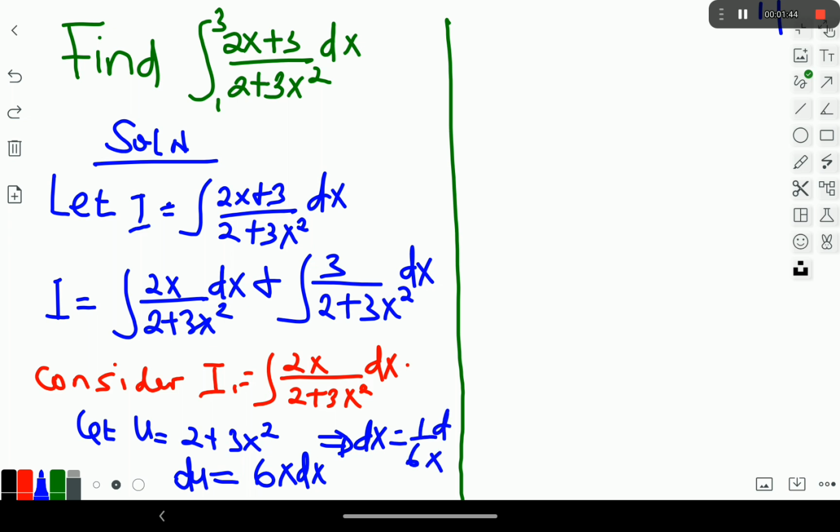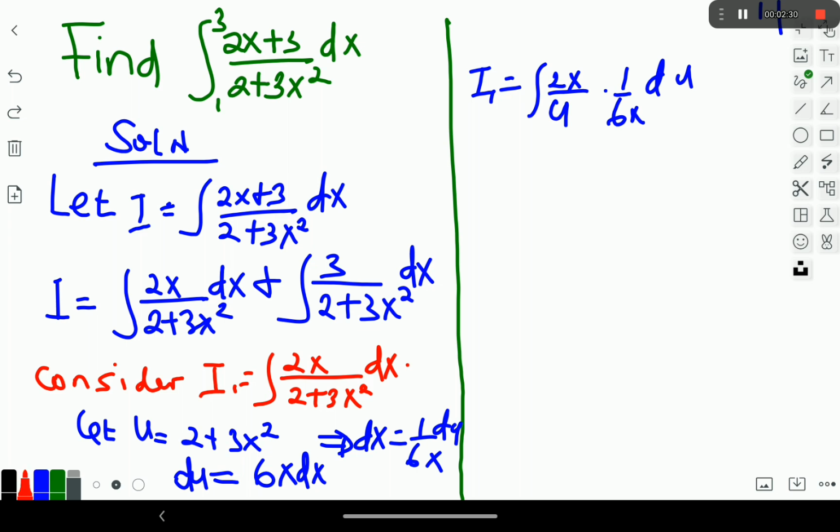And now at this point we can get our dx in terms of du, which will be 1 over 6x du. If we substitute this expression for dx, the expression can be simplified. We can solve it very fast because the variables reduce between the numerator and the denominator. So I1 will be equivalent to 2x over u, and where there is dx, we put 1 over 6x.